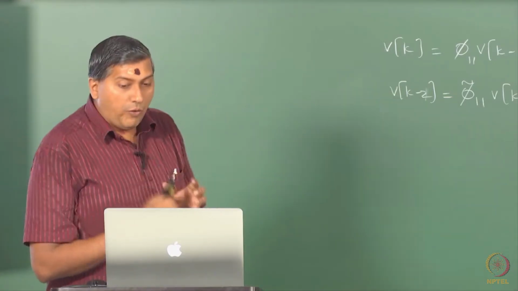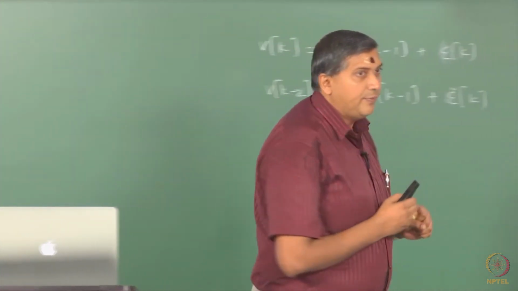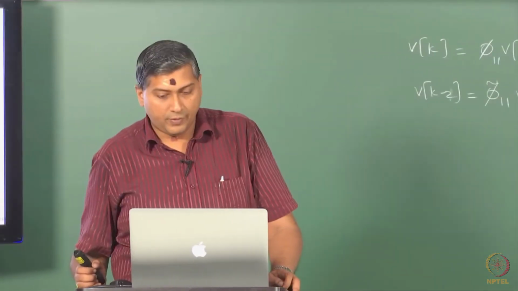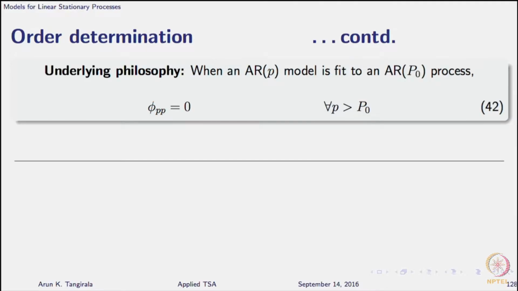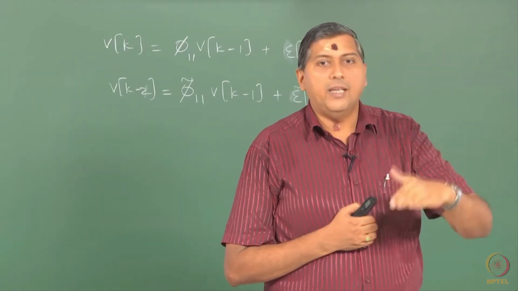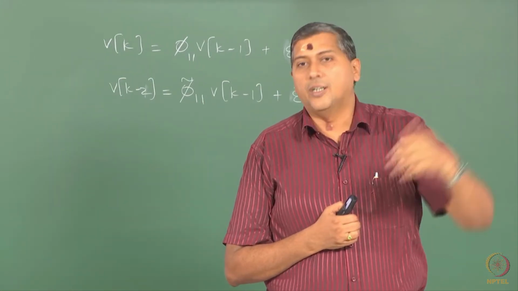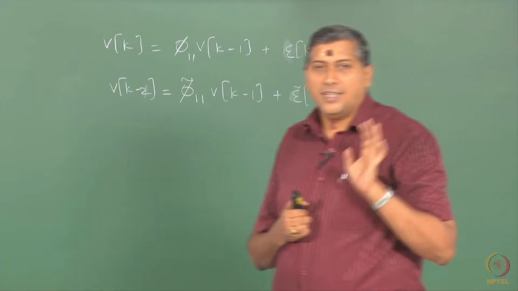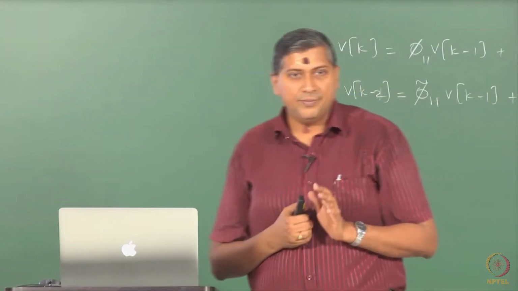The result is, when an AR P model is fit to a process of order P naught, then the additional coefficients that you have included, additional meaning in excess of the true order, they all turn out to be 0. How do you prove this? Well, in one way you can prove it by setting up the Yule-Walker equations and show that they turn out to be 0, taking into account the fact that the underlying process is AR of order P naught.